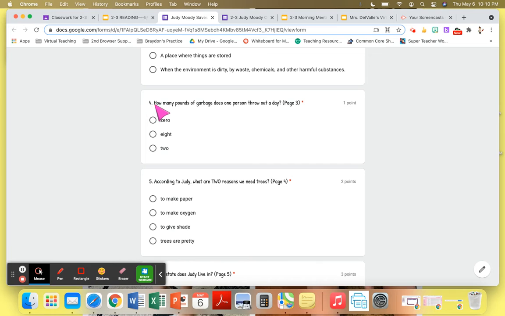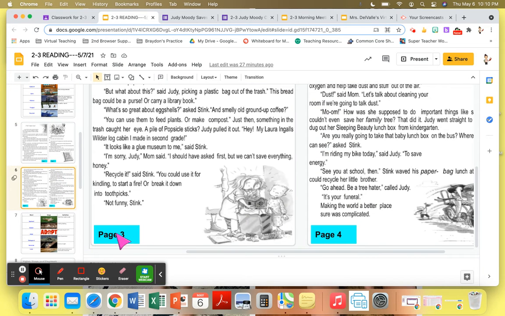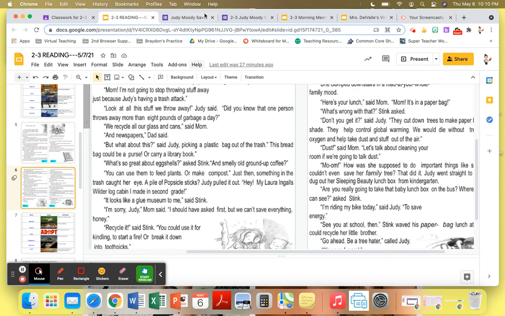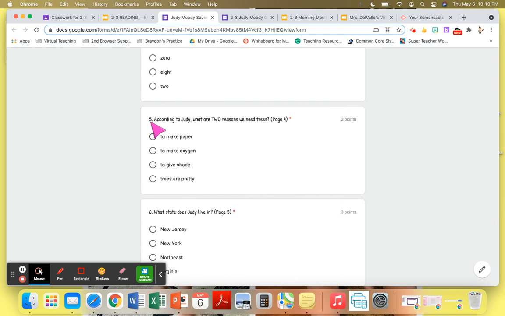Number 4, how many pounds of garbage does one person throw out a day? You will find your answer on page 3. So you're going to come back here. Here's page 3. And you're going to look for where it told you how many pounds of garbage does one person throw out.